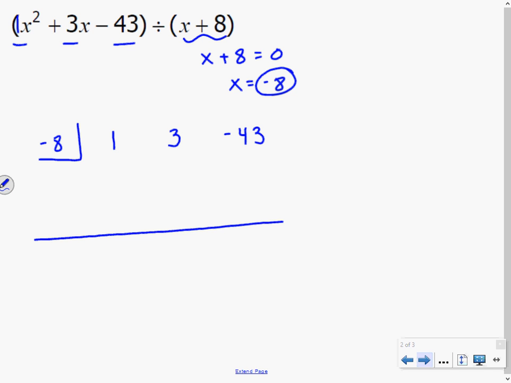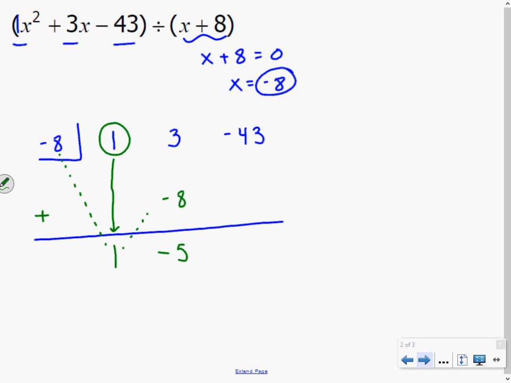Next, we take the first number, and this is always going to happen this way, and we drop that number so that it's underneath our bar. Then we take the negative 8 and multiply it with 1, and the product goes right underneath the 3. Now we have these two rows, and we add the numbers from the top row with the numbers in the bottom row. So 3 plus a negative 8 gives us negative 5, and that goes under the bar.